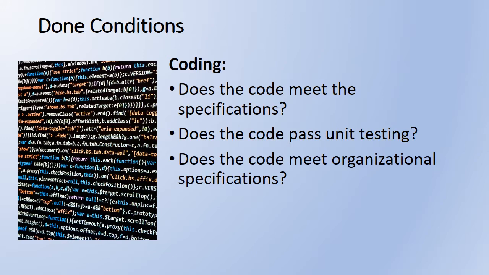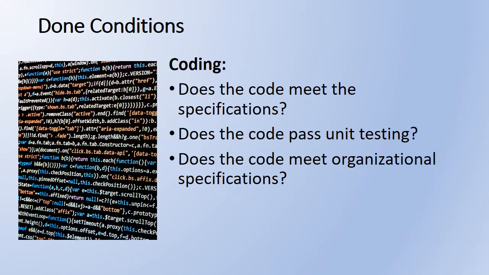Here are some done conditions for coding. The first two are pretty clear-cut. Is the unit doing what it's supposed to, and does it pass the necessary tests? The third question, does the code meet organizational specifications, can refer to things like a requirement for internal code documentation, code formatting, or a standardized way of naming variables or organizing objects.